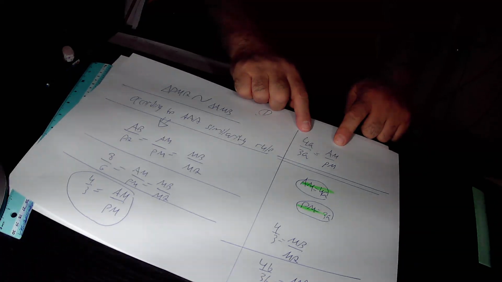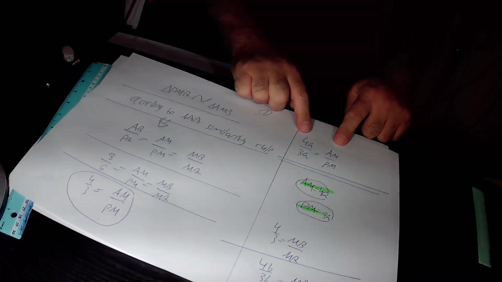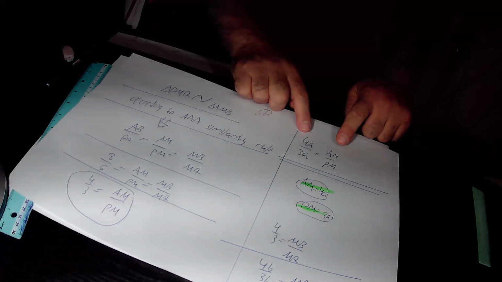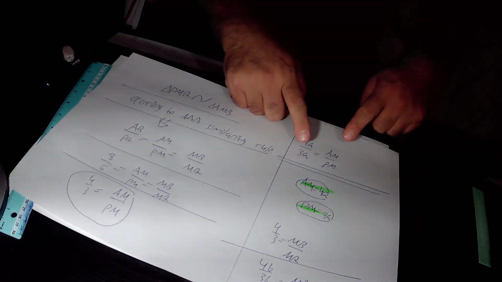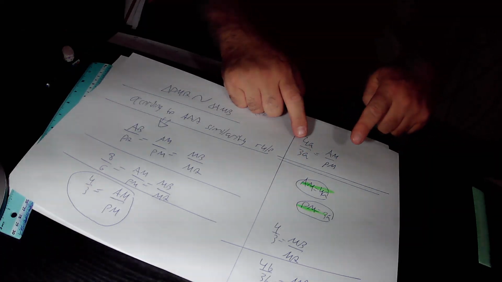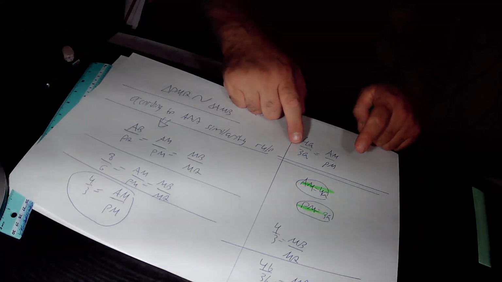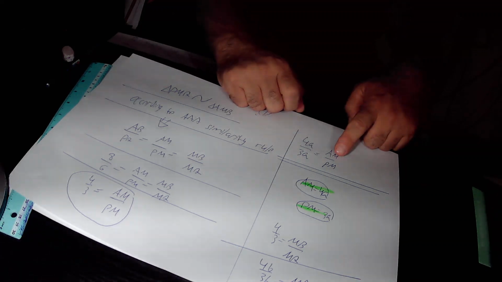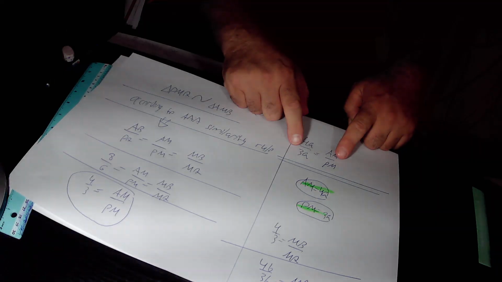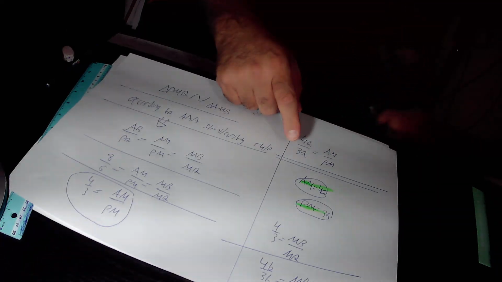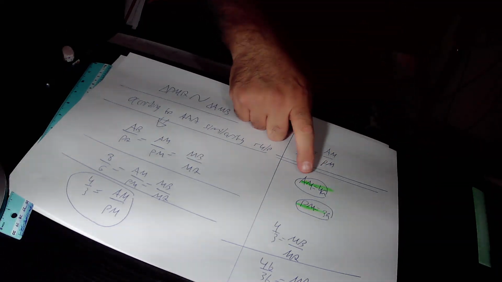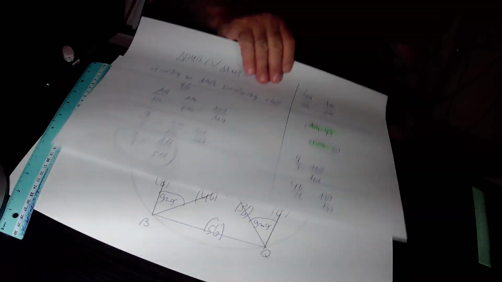Those two sides will be equal to each other only if the numerator on this side of the equation is equal to the numerator on this side of the equation. That is to say, 4a equals AM, or AM equals 4a, and the denominator of this side of the equation will be equal to the denominator of this side of the equation. That is to say, 3a equals PM. So in total we found out that AM equals 4a and PM equals 3a.